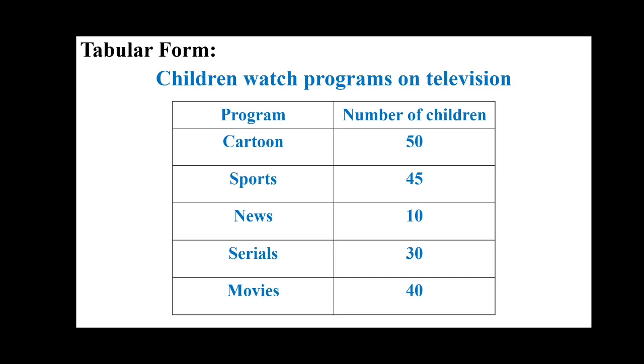the title of the table is Children Watch Programs on Television. Column headings are Program and Number of Children. Under the headings, place the information. Under Program, write the programs of television like cartoon, sports, news, serials, and movies. According to the program, write the number of children.